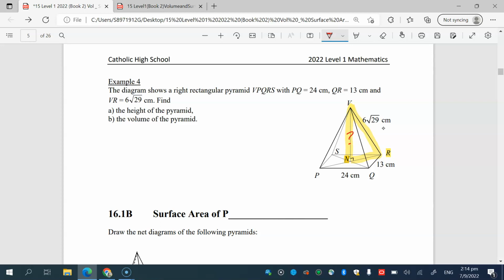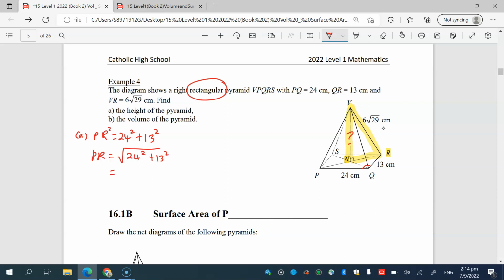I'm going to use the triangle on the floor, which is PQR. This is a right angled triangle because they already told us that it's a rectangular pyramid. So PQRS is a rectangle. All these angles are 90, 90, 90, 90. So let's use that first to find PR. So PR is equals to, okay, let me write out in terms of Pythagoras theorem, PR square equals to 24 square plus 13 square. So PR is equals to square root of 24 square plus 13 square.